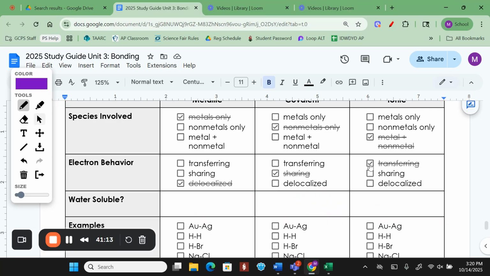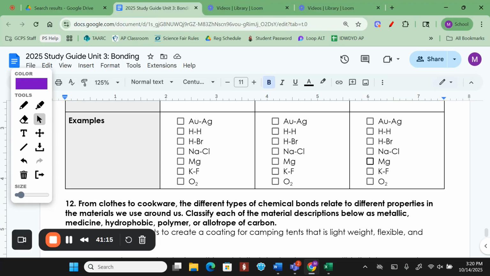Now let's go ahead and talk about the examples for each of the bond types. So metallic bonds are going to be made up of metals only. When we take a look at this, that would be something like Au and Ag. This would be a mixture of gold and silver, an alloy. And the other example would be something like Mg. Mg is an alkaline earth metal, making it something that forms from metallic bonds.